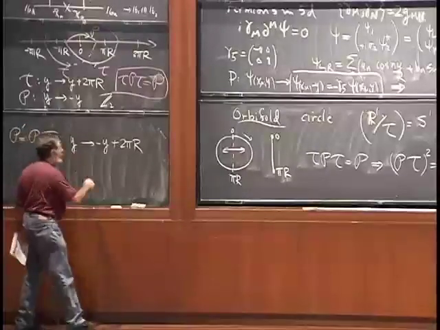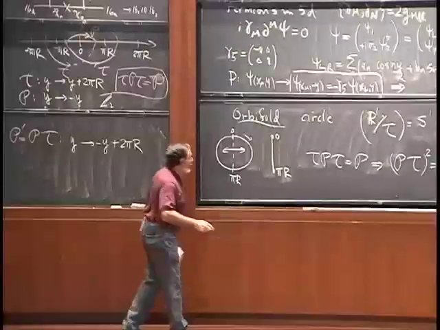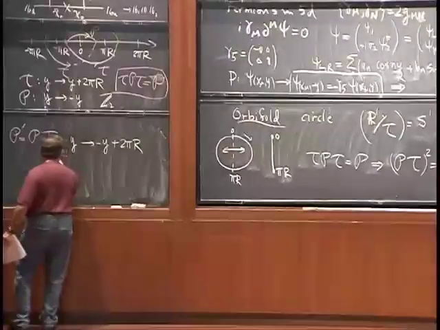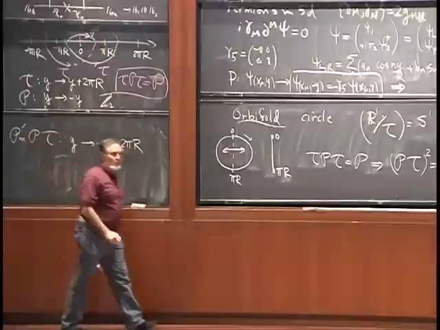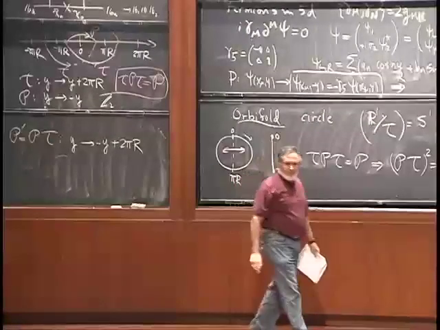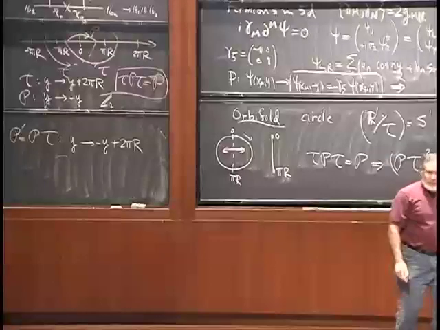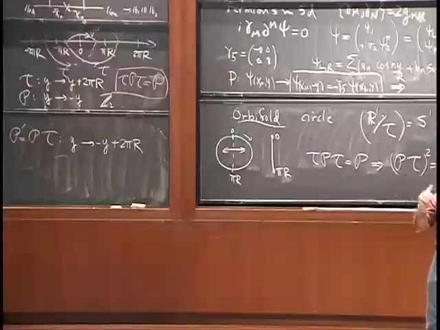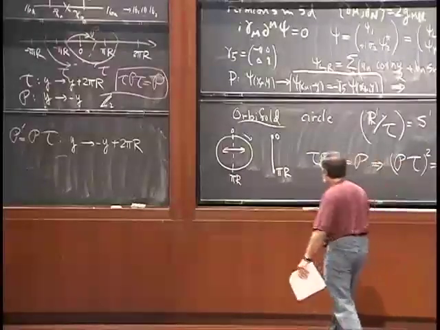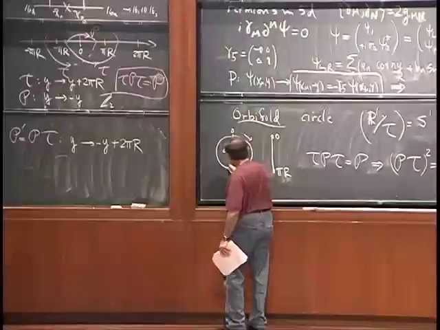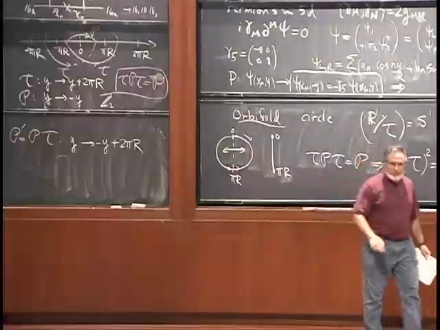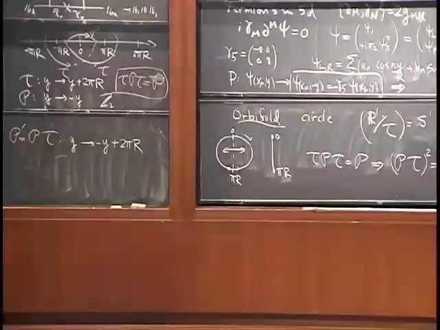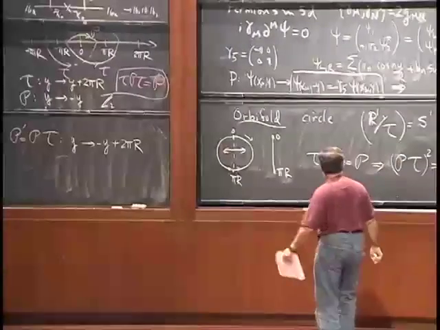So the parity operation P prime is equivalent to saying y goes to minus y plus 2 pi R, which is equivalent to reflecting around the point pi R. Okay? It's just a simple reflection around that point pi R. In terms of the circle, it's a reflection around these points. So we have one parity operation which reflects around the origin, and we have another parity operation which reflects around the point pi R.